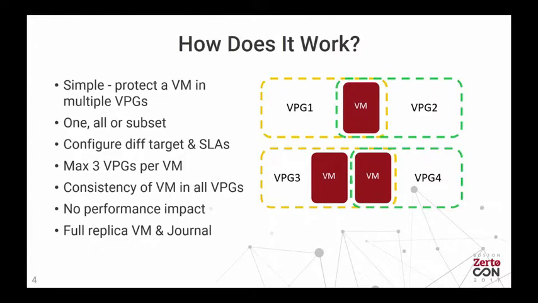And just as you know the product today, it's a full replica, it's the journal, it's a consistency group, it's the VM, it's the journal on the target site. So if you have 1 VM and 2 VPGs going to 2 different locations, they have independent journals and a full replica of that VM. They're basically independent copies of each other, so you're fully protected.